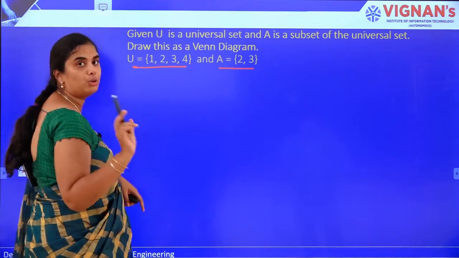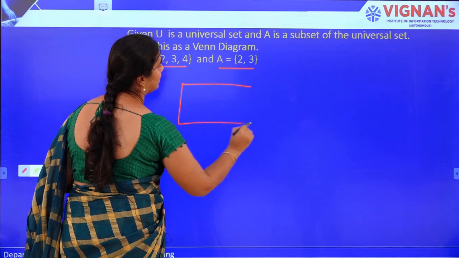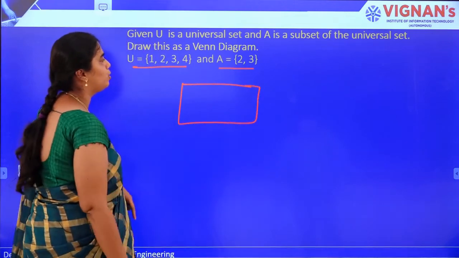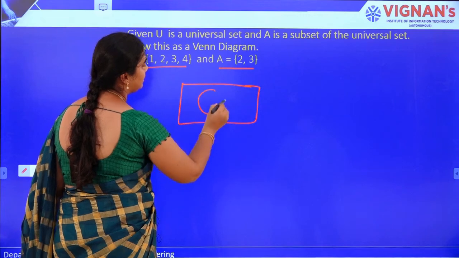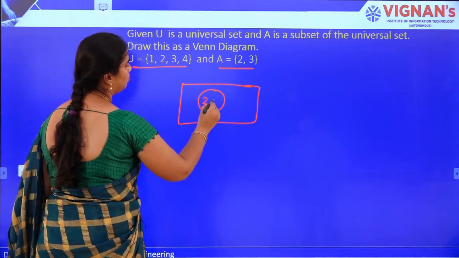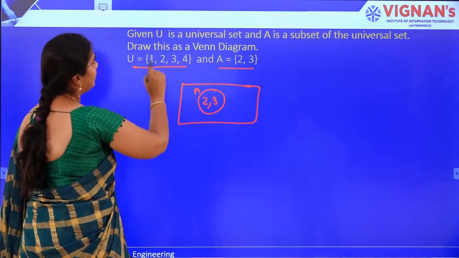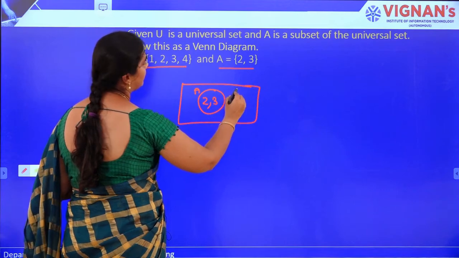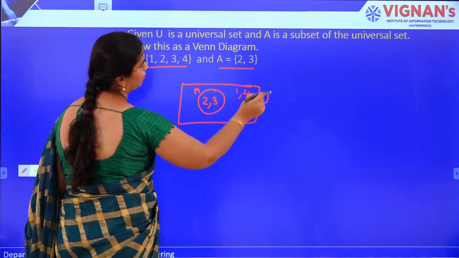As we already know, the universal set is represented in the form of a rectangle. This rectangle is used to represent the universal set, and this universal set contains set A. What are the elements present in A? 2, 3, and this is the set A. So the entire universal set also contains 1, 4. So this is the set U.